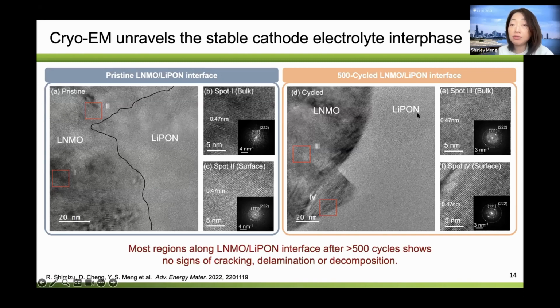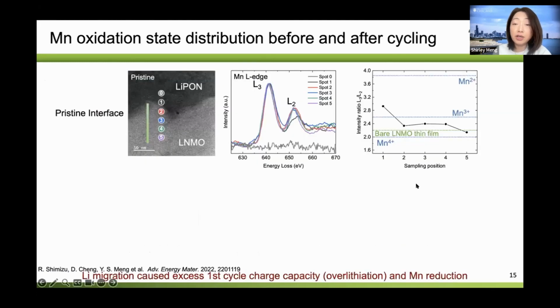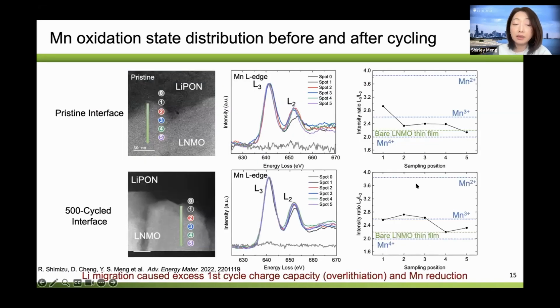More strikingly, after 500 cycles, this interface, unlike a lot of liquid-based batteries where you're going to see a lot of spinel-to-rock-salt transformation, here we definitely see very clean spinel phases right next to the amorphous LiPON. Again, there is no crack, no voids, no delamination, and no further decomposition of the LiPON. This is further confirmed by the electron energy loss spectroscopy, but I won't dive into details of the EELS data.